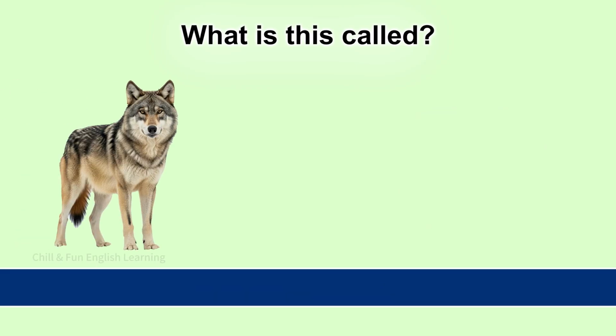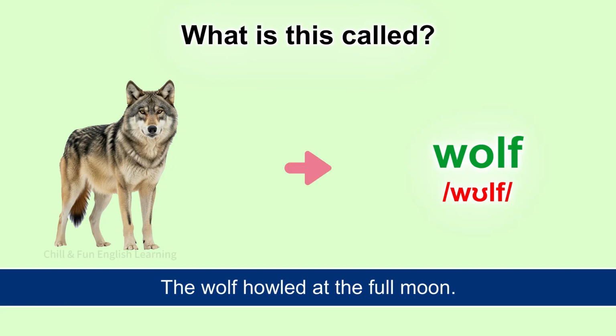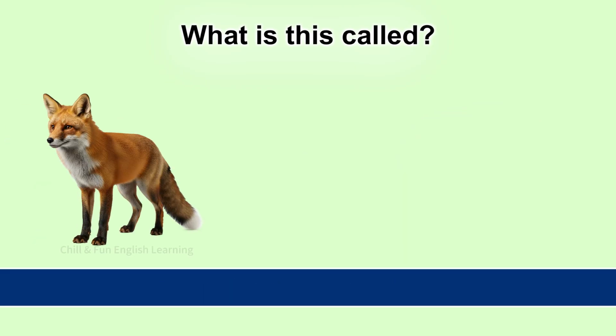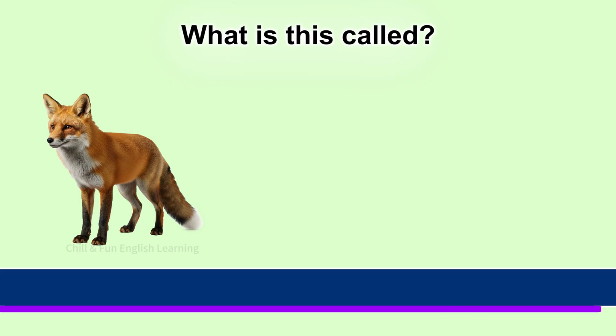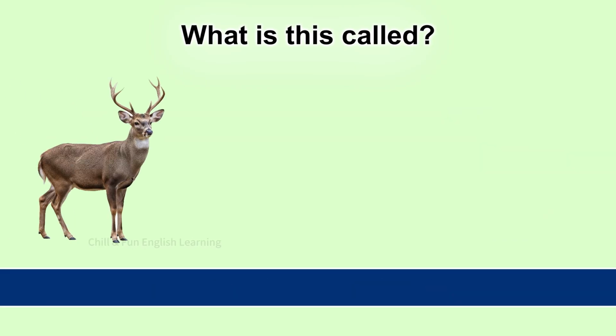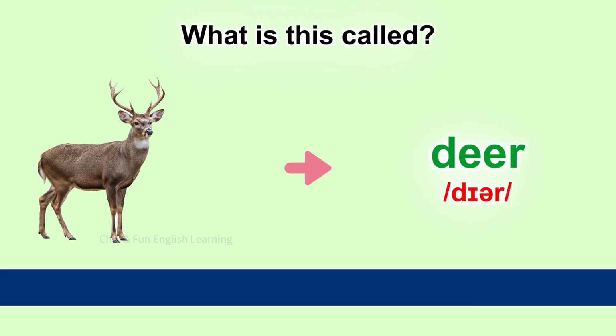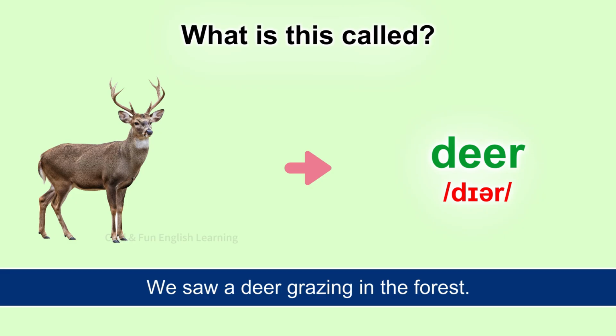What is this called in English? Wolf. For example, the wolf howled at the full moon. What is this called in English? Fox. For example, a cunning fox stole a chicken from the farm. What is this called in English? Deer. For example, we saw a deer grazing in the forest.